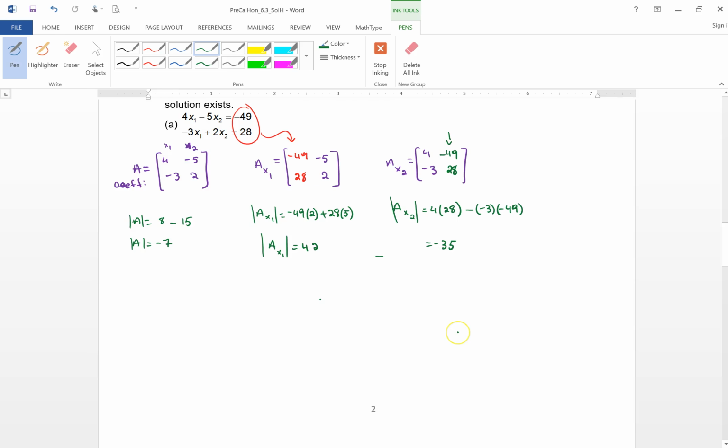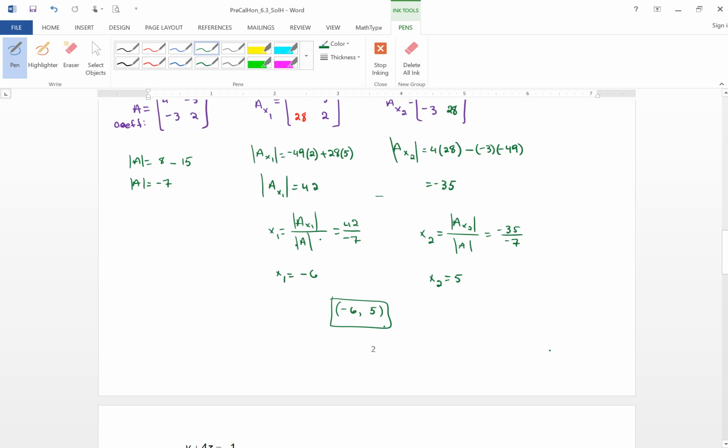All right, we're almost there. Now, to find X1, I divide AX1 determinant over determinant of A. So that's going to be 42 over -7, -6. For the other one, X2, I say AX2 determinant over determinant of A, -35 over -7, 5. So the answer then is -6, 5. That's Cramer's rule.